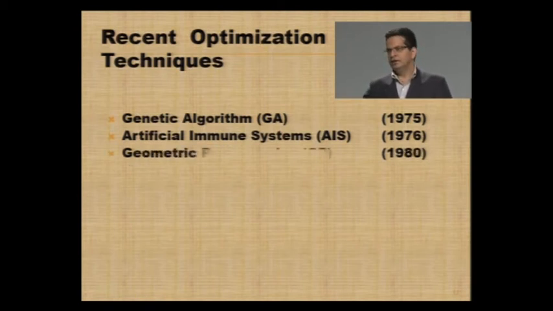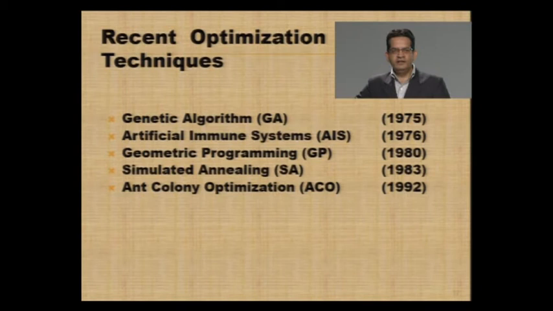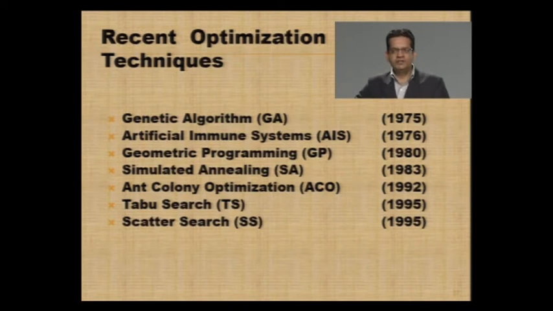In 1980, we used geometric programming, and in 1983, we have simulated annealing techniques. In 1992 we used ant colony optimization techniques. In 1995 we used the tabu search method. In 1995 we used the scatter search method. These are all search methods where we find the global optimal solution or local optimal solution of the problem.